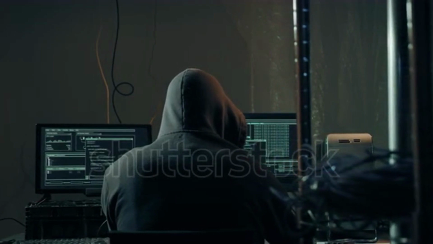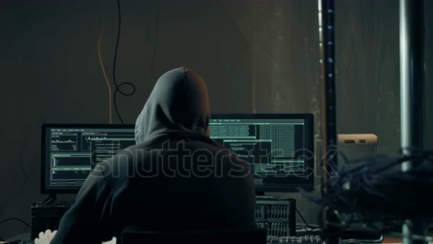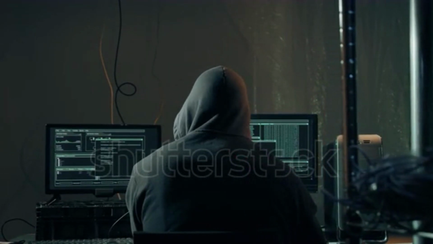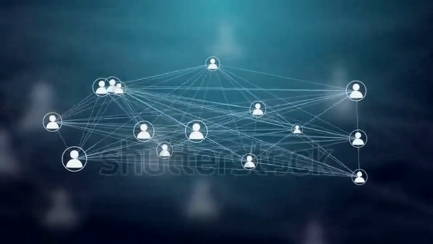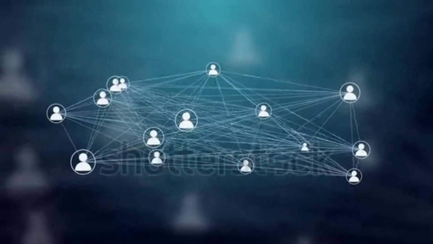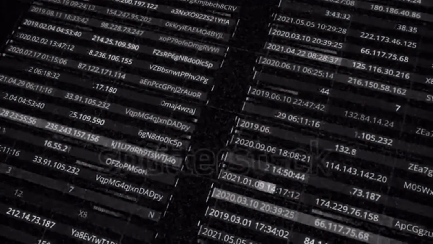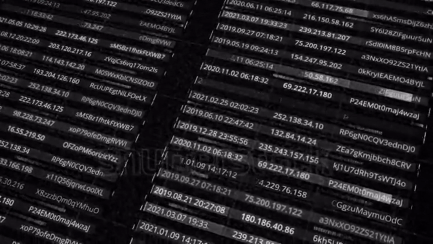So, how does an IP address work? Well, think of it as the digital equivalent of your home address. When you want to visit a website or send data to another device on the Internet, your device needs to know the IP address of the destination. It's like sending a letter to a specific house in a neighborhood.